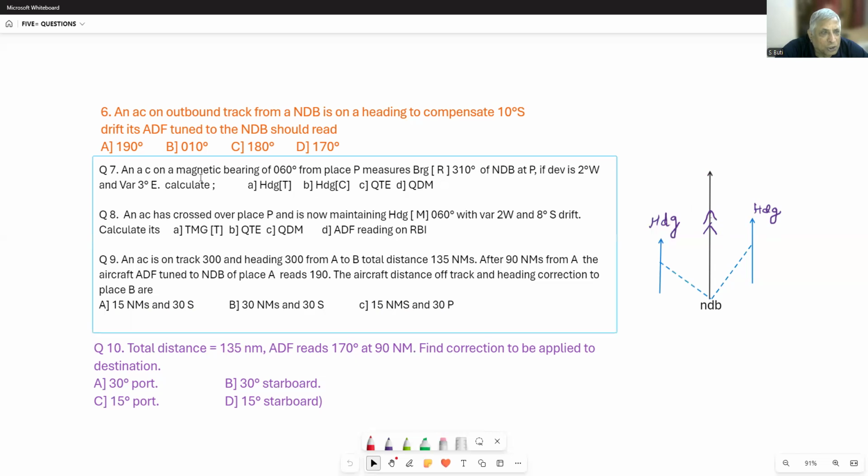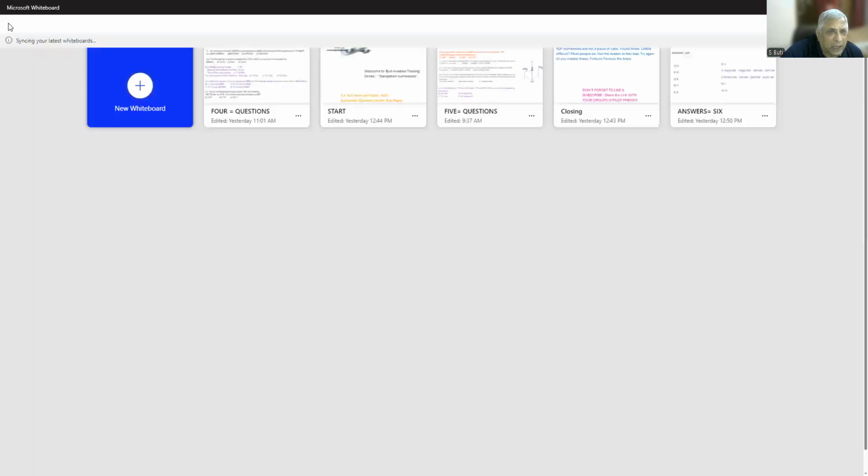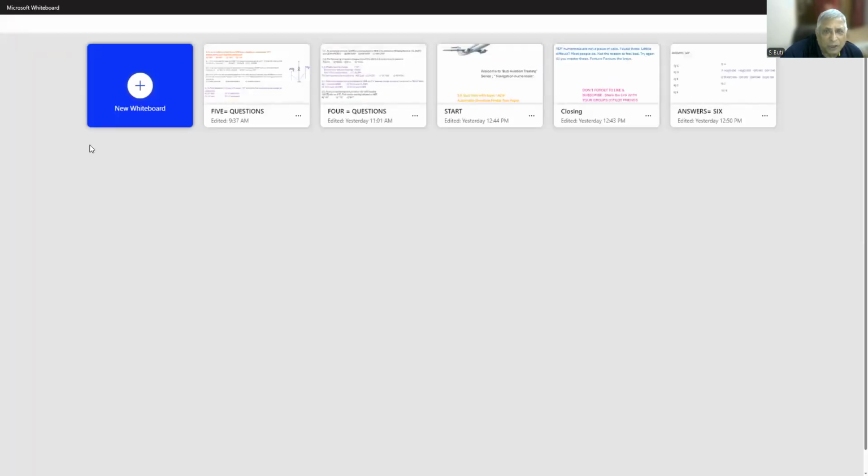And question number 7, I repeat, aircraft on a magnetic bearing of 060 means you are on radial 060. Now you can try these numericals on your own and then only check your answers from the next slide, which I have given it to you.